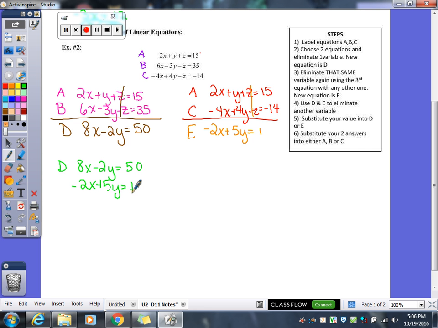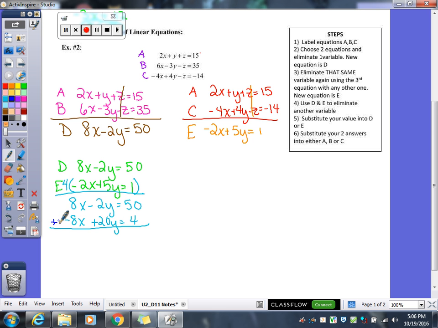So I like to line them up so that you can see them. As I'm looking at them, I think I'm going to try to go for my x's because I have one positive, one negative. If I multiply this one times a 4, I'm going to have my negative 8x, and then I can cancel those. So negative 8x plus 20y equals a 4.